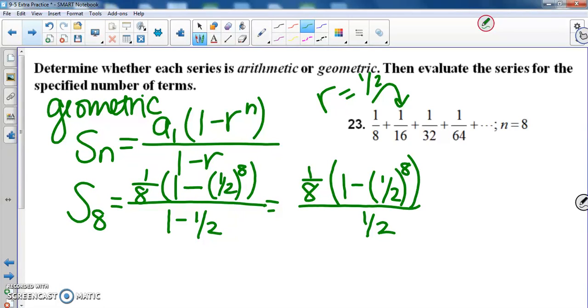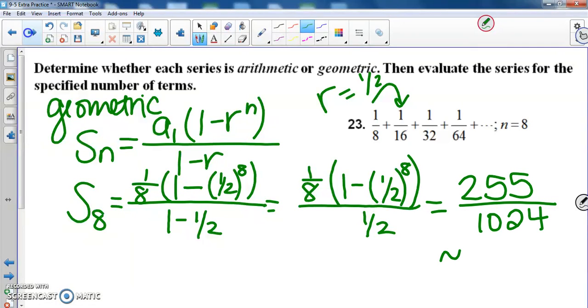Put that in your calculator. 1/8 times 1 minus 1/2 to the 8th power divided by 1/2. And this is equal to 255 over 1024, which is about 0.25.